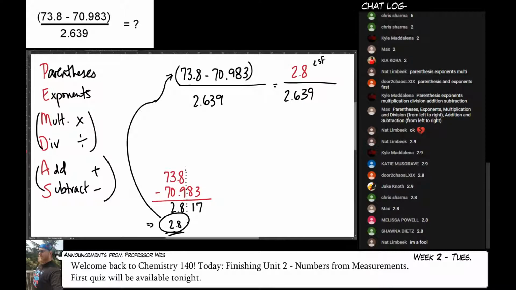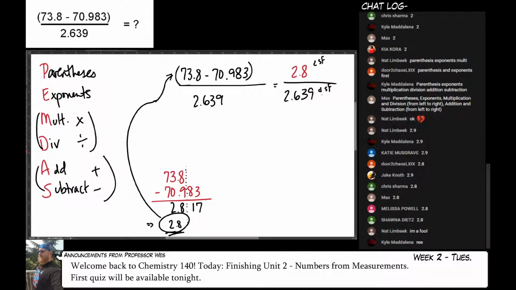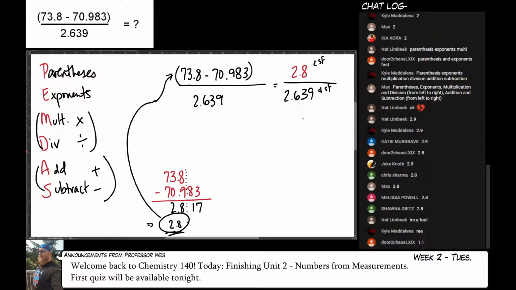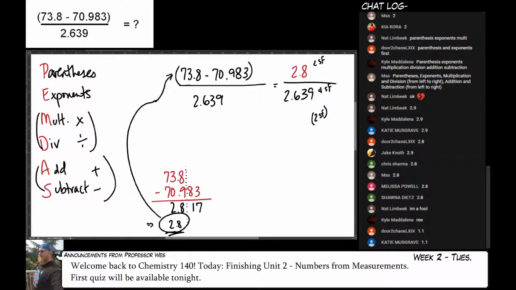So this is 2 sig figs. This is 4 sig figs. How many should my answer have? It should have 2 sig figs. So I have 1.061. That rounds up to 1.1. And that's the correct answer. So if you looked at this problem, 73.8 minus 70.983 divided by 2.639, and said, I think there's going to be 2 sig figs at the end, then you're either psychic, cheating, or you know exactly what you're doing.